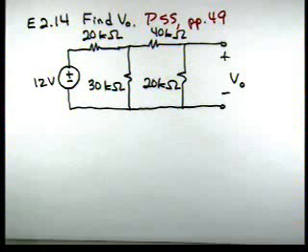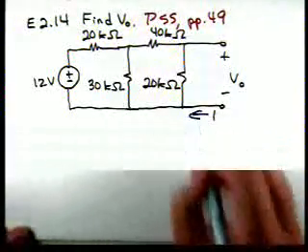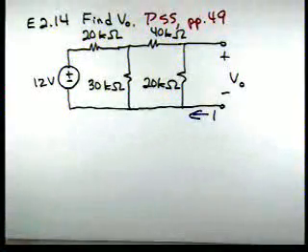Okay, here's the problem-solving video for Learning Extension 2.14. It says find V0. We're going to be utilizing the problem-solving strategy on page 49. Step 1 says systematically reduce the resistive network so that the resistance seen by the source is seen by a single resistor. So we'll start over on this end and work back toward our source.